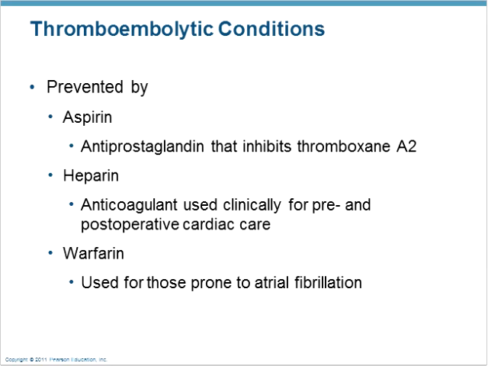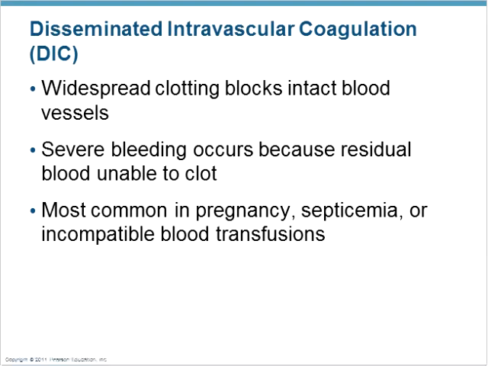It says thromboembolic conditions can be prevented by aspirin, and as I said, aspirin is an antiprostaglandin that inhibits thromboxane A2. Can be blocked by heparin. Heparin is that anticoagulant we talked about, which is used clinically for pre- and postoperative cardiac care. It prevents clotting. And warfarin, the other name for that is Coumadin, is used for those prone to atrial fibrillation or chronic clotting problems, and all those can block the clotting process.